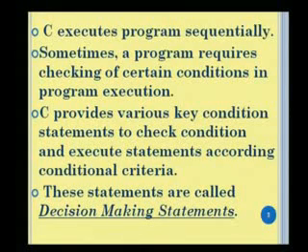What happens when we execute a program? A program contains many instructions and many statements, and when the compiler compiles the program, it executes one statement at a time. C provides various key condition statements to check the condition and execute the statements according to the conditional criteria. Some conditions have to be checked, whether the condition is true or false. These types of statements are called decision making statements.